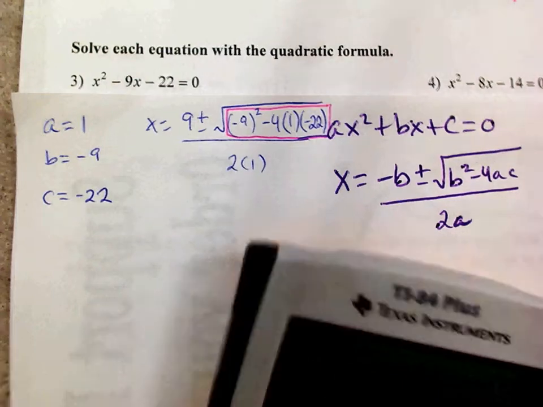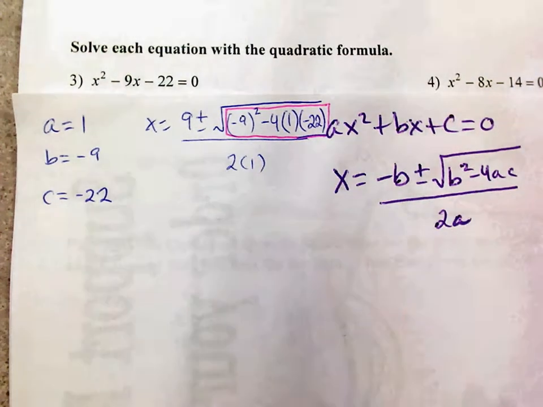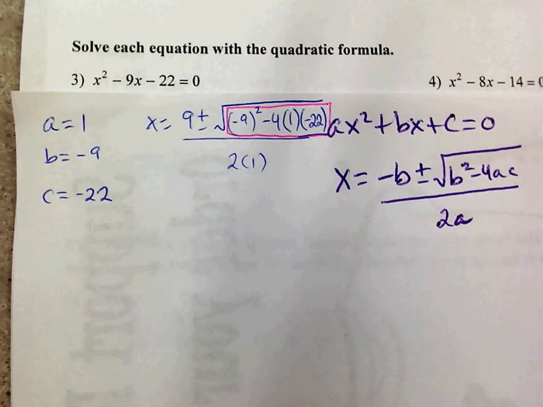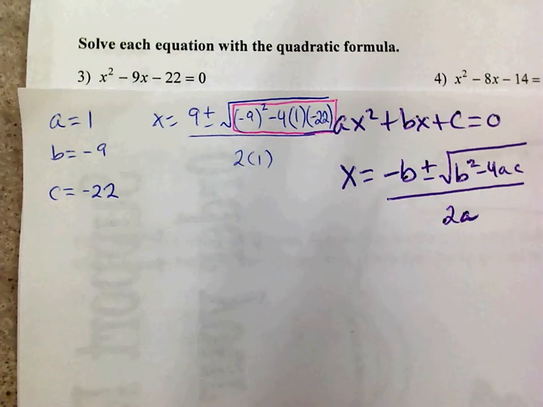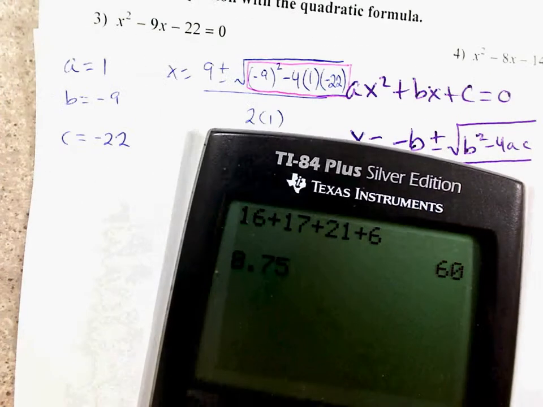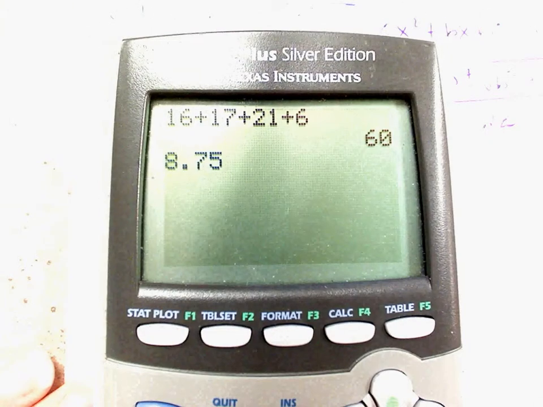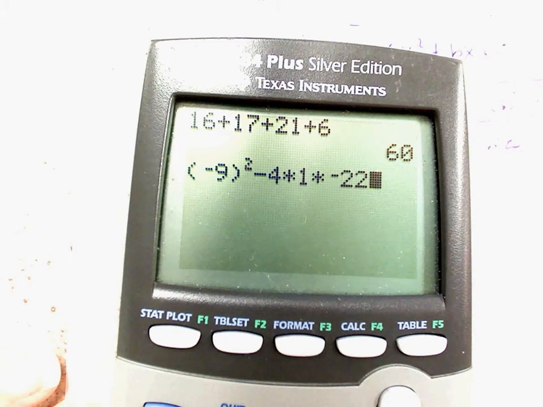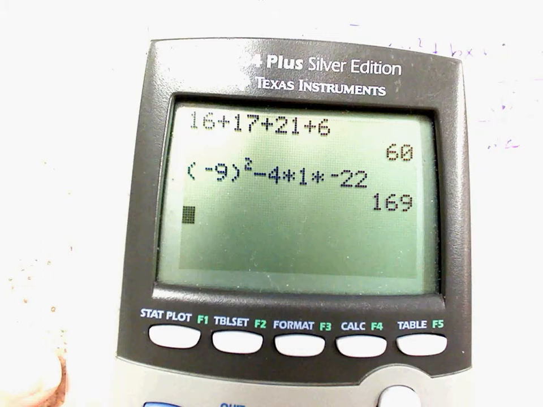So what I would do is I would just type in negative 9 squared minus 4 times 1 times negative 22. I don't need parentheses around these. As long as you do the times, you're fine. And you get 169, yeah?